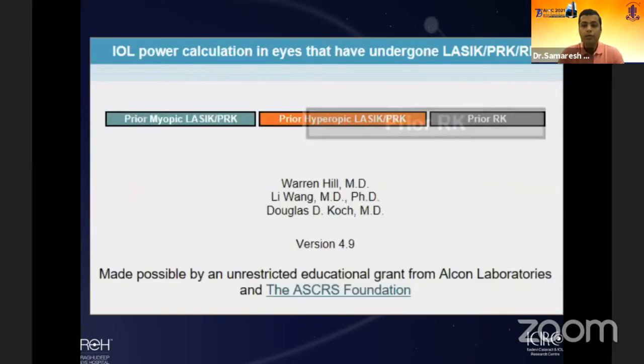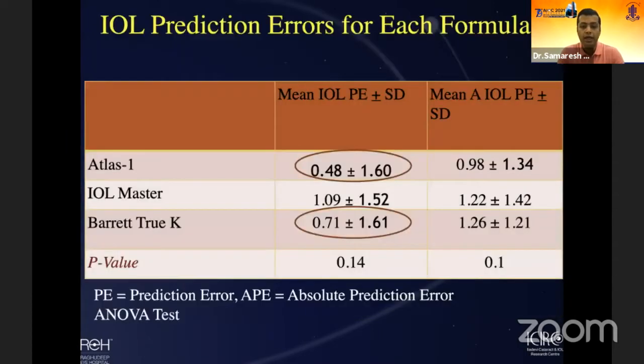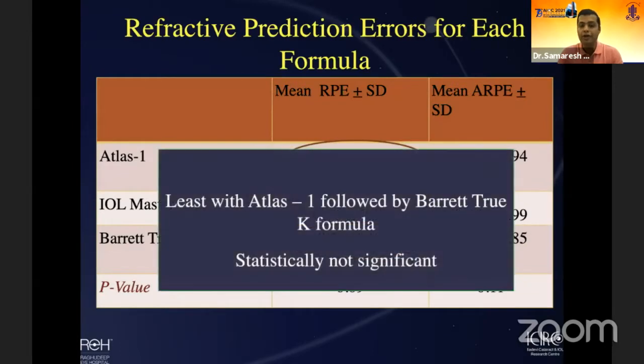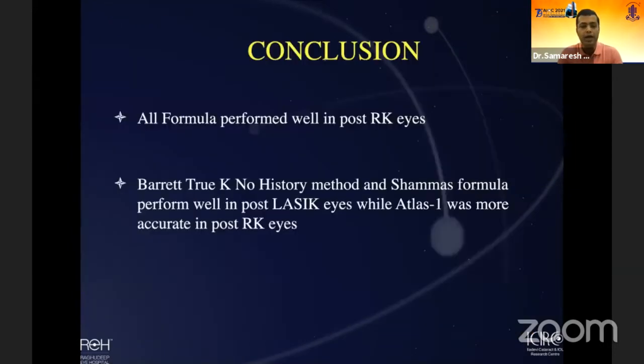When we looked at prior RK, because a lot of RK flows in for cataract now, considering a lot of RK was done a couple of decades back, we found that the most important formulas were Haigis and Barrett True-K, both for IOL prediction and for refractive prediction. And we concluded that most of the eyes were within plus or minus 1 diopter, which is a pretty good outcome for an eye with prior RK done. So we concluded that although all formulas do well with RK, the Barrett True-K and the Haigis formulas do much better than the others.